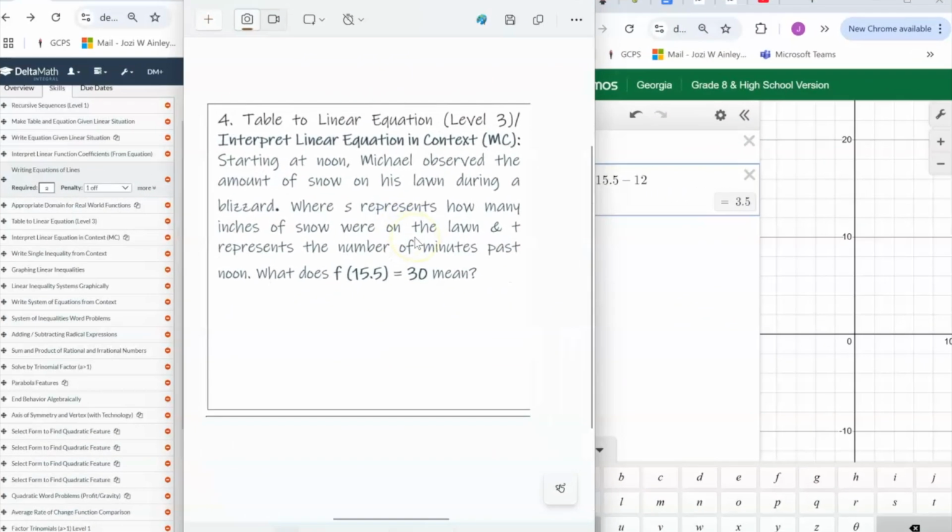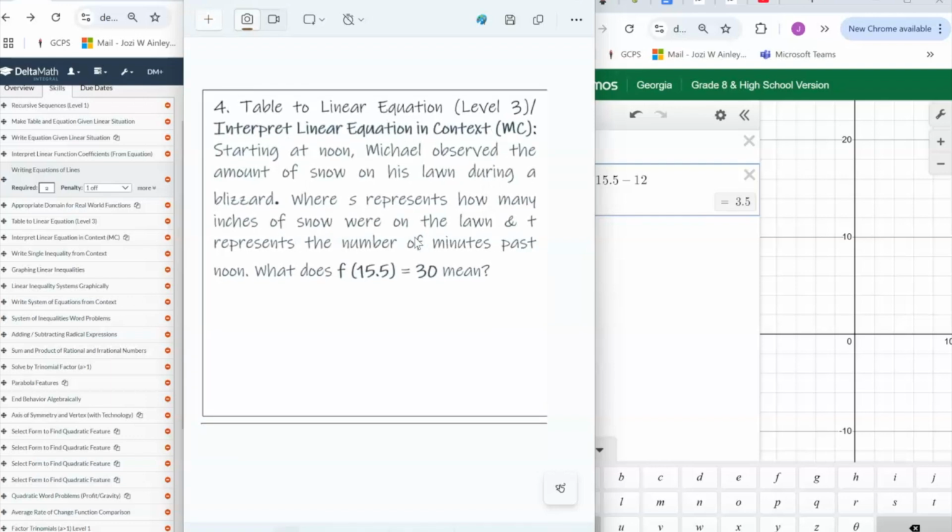And that's it. So instead of looking at how to write a linear situation from a table like we did last week, we're going to be looking at how to interpret linear equations from context. So they give us a contextual problem right here. They're starting at noon. And what time is noon? Noon is 12 p.m. So starting at 12 p.m., Michael's observing the amount of snow on his lawn during a blizzard, where S represents how many inches of snow that was on his lawn.